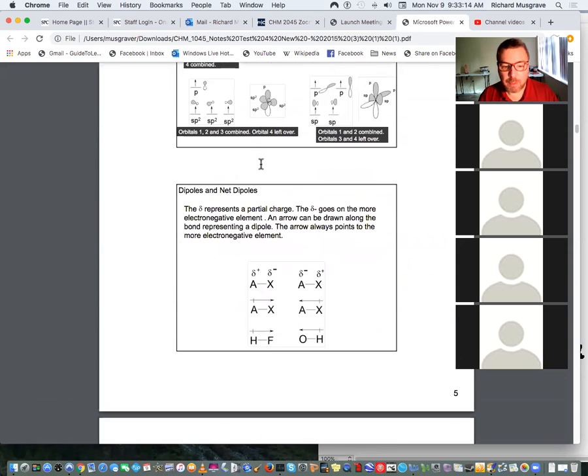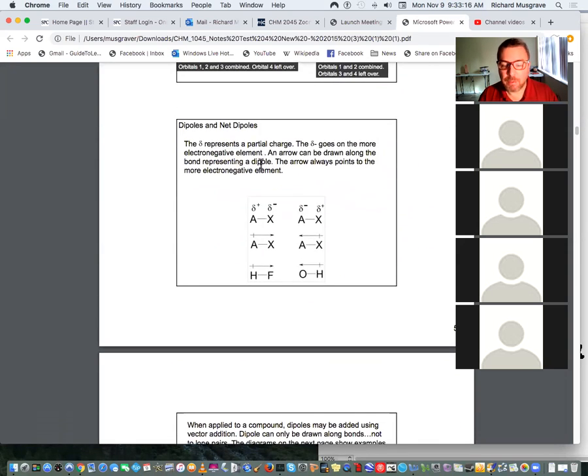The next thing I want to talk about here is the concept of dipoles. And what I mean by dipoles is it's electron distribution in a molecule. It's which way the electrons are kind of going or very attracted to in a way. And you can treat it sort of like a little magnet, I suppose. It's a way of dealing with it.